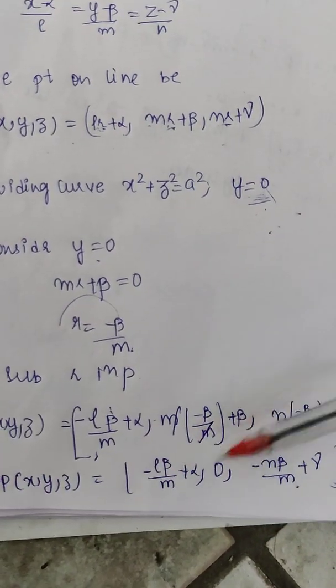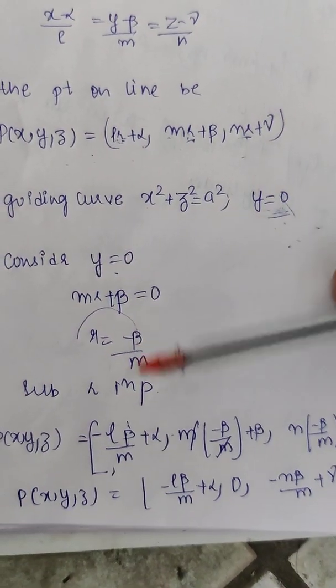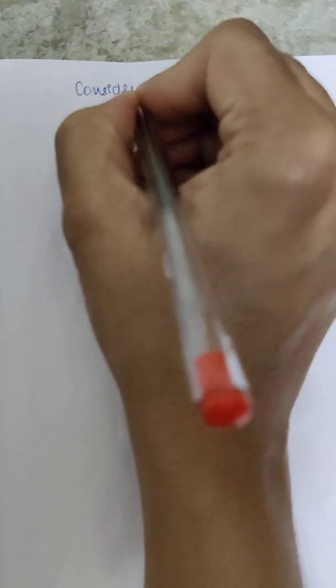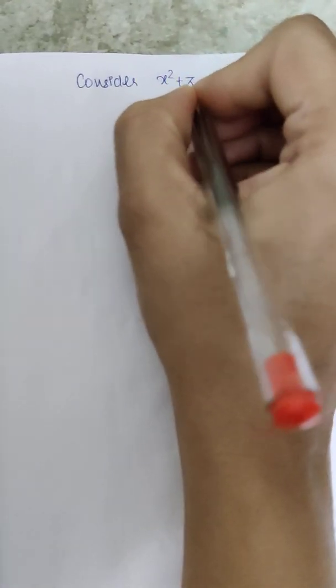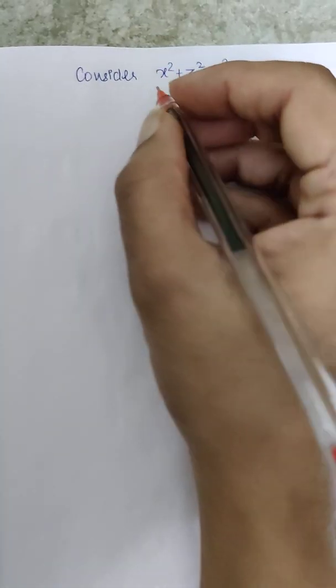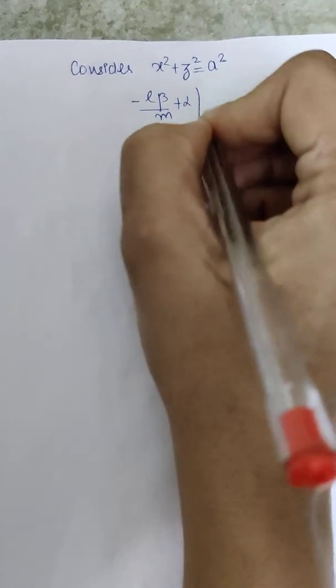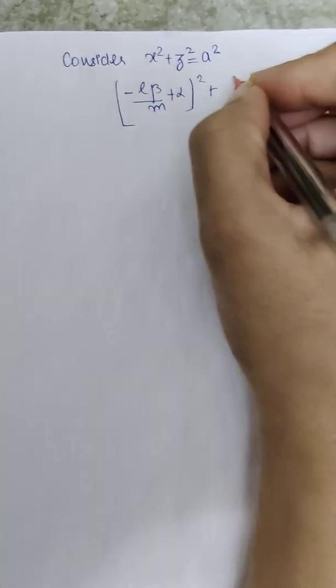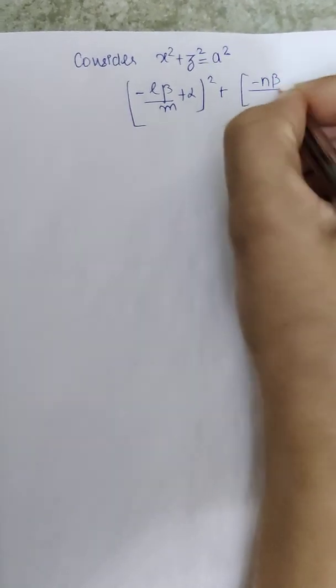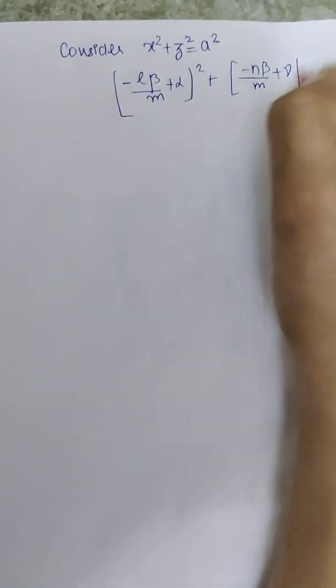Now once I know these points, I'm going to substitute these points into my second degree equation. So I'm going to write down, consider x square plus z square equals to a square. Okay, from my point P, x square happens to be minus l beta by m plus alpha whole square. z square will be minus n beta by m plus gamma whole square, which is equal to a square.